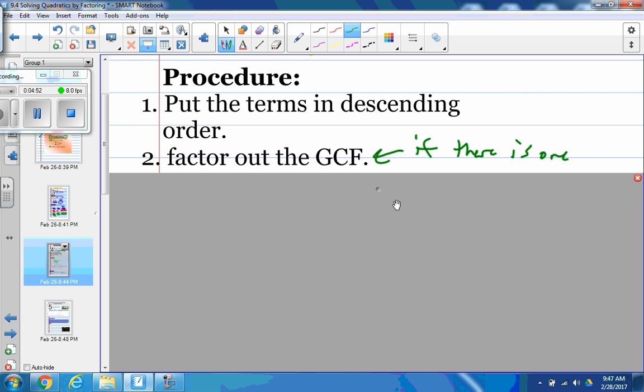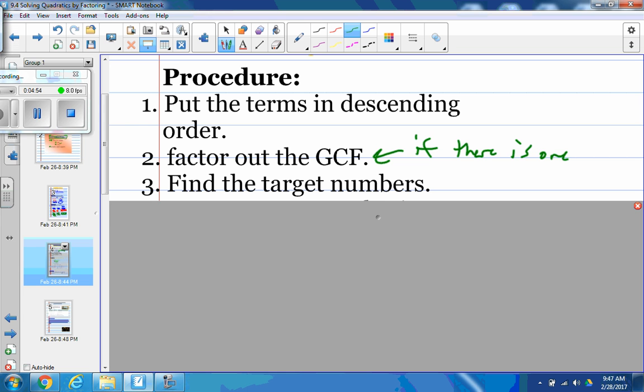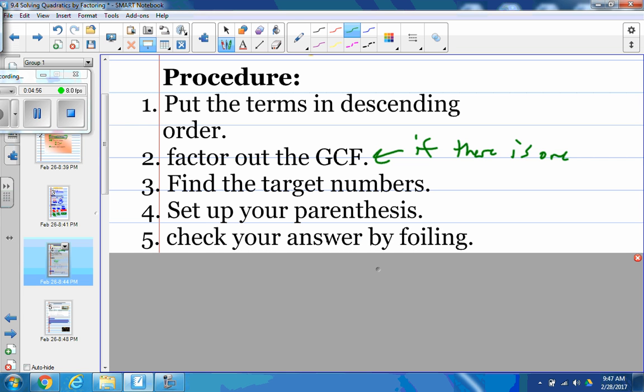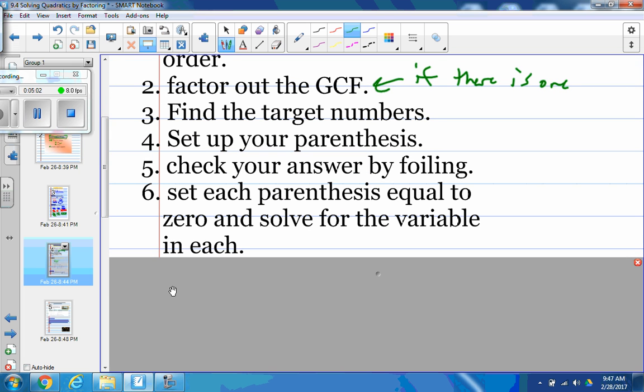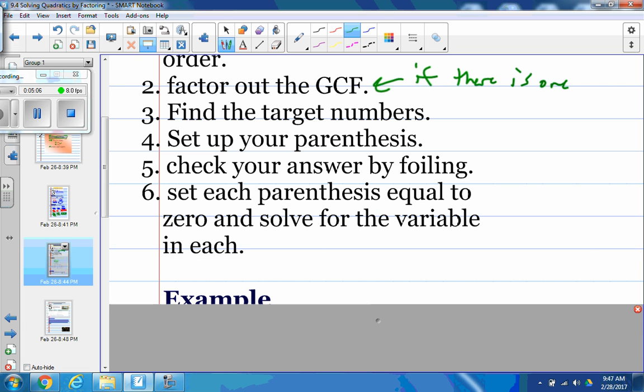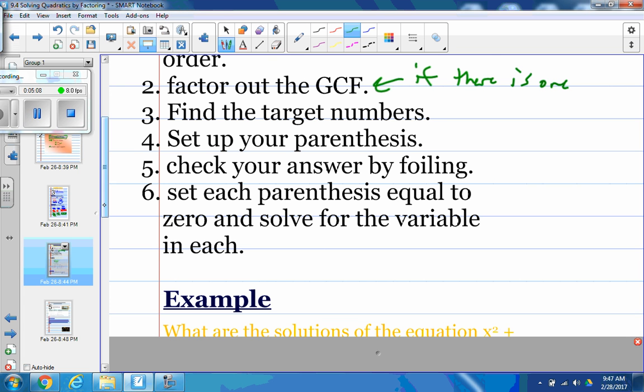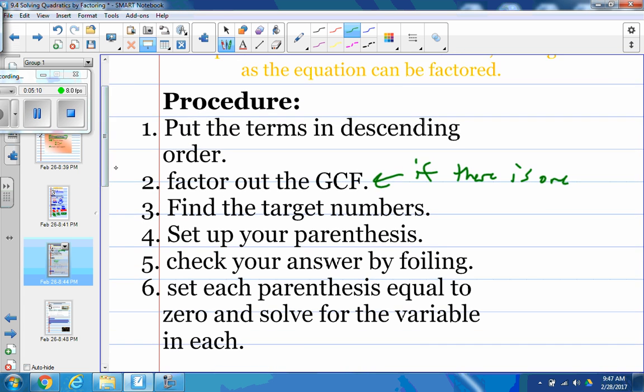Oftentimes there might not be one. Find the target numbers. Set up your parentheses, and check your answer by FOILing if you want to make sure that you have factored it correctly. Set each of the parentheses equal to 0 and solve for the variable in each. And then we have our two answers. So that's how you solve a quadratic by factoring.